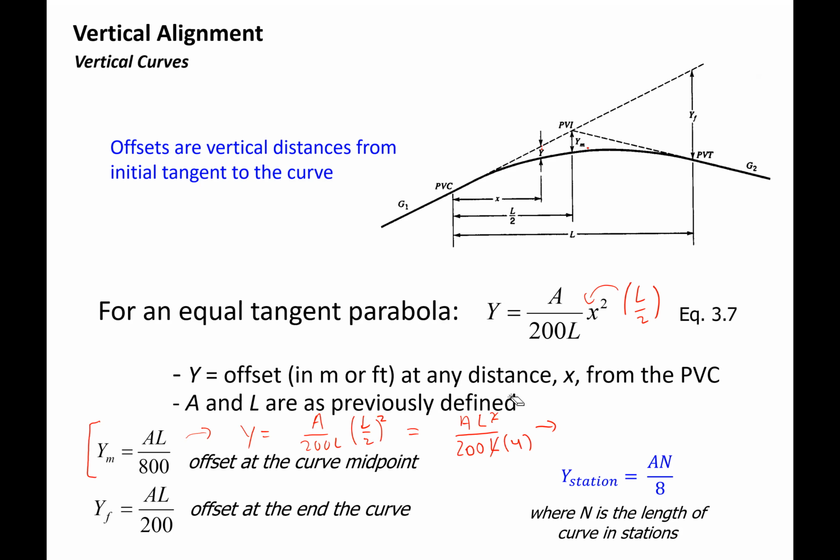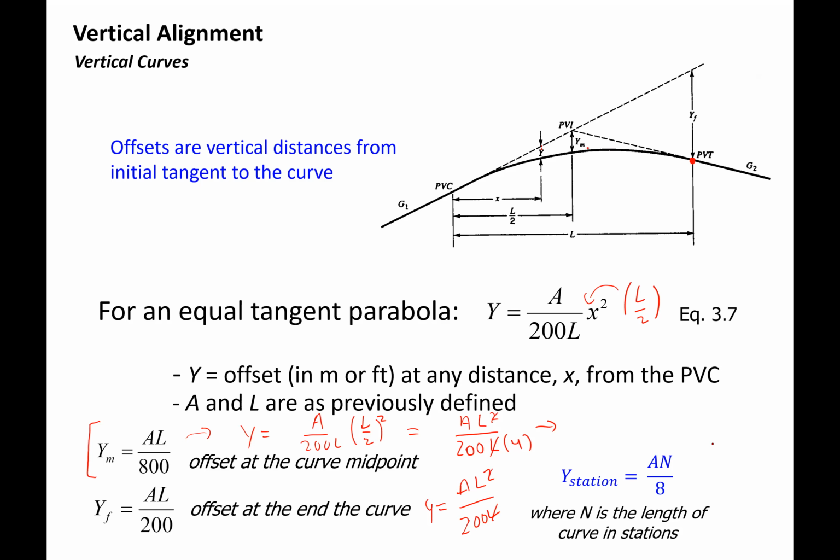And then similarly, if I want to know the offset at the end of the curve, which would be here at the PVT, then for x I would just put in a value of L. That would give me y equals A times L squared over 200L. In that case, my L's drop out, and I'm just left with AL over 200.